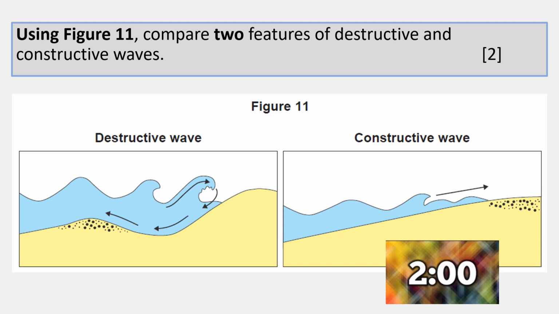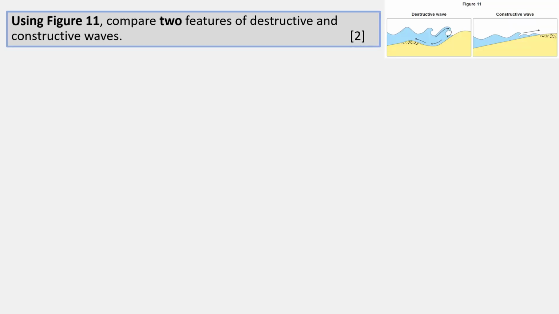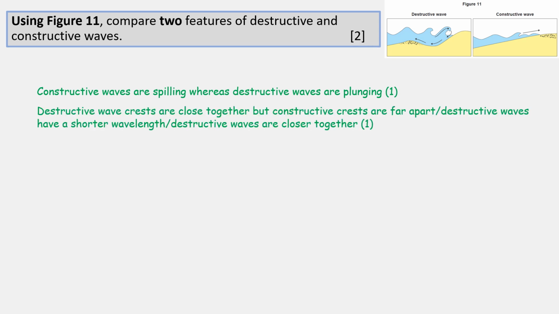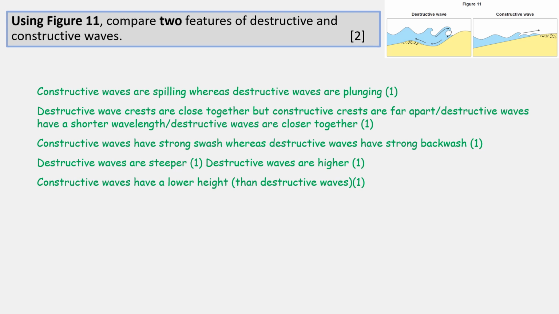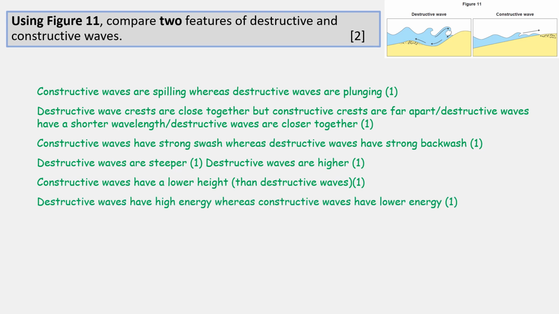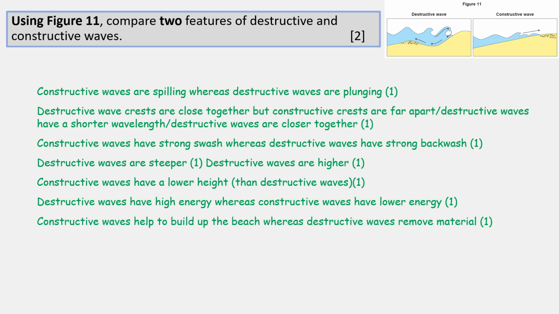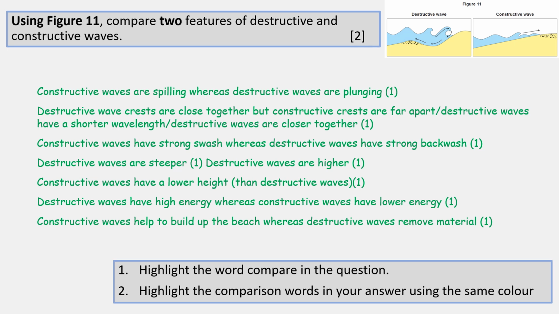Right, so let's go through the answers. So what you could have got a mark for is constructive waves are spilling, whereas destructive waves are plunging. Destructive waves crests are closer together, but constructive waves are further apart. Constructive waves have a strong swash, whereas destructive waves have a strong backwash. Destructive waves are steeper. Destructive waves are higher. Constructive waves have a lower height than destructive waves. Destructive waves have high energy, whereas constructive waves have a lower energy. Constructive waves help to build up the beach, whereas destructive waves remove material.